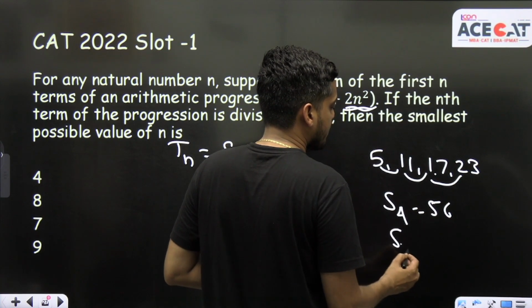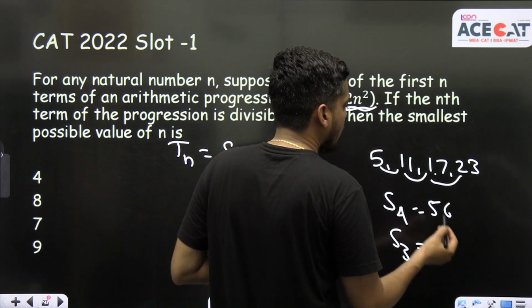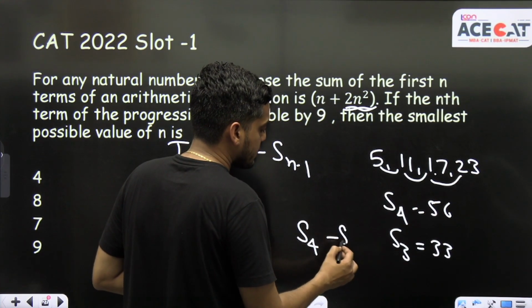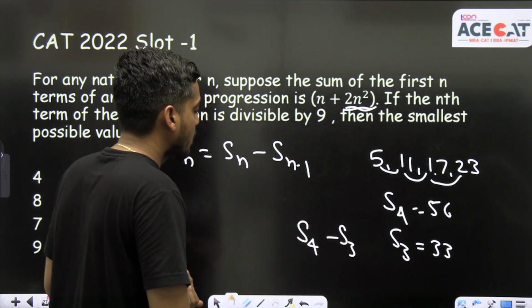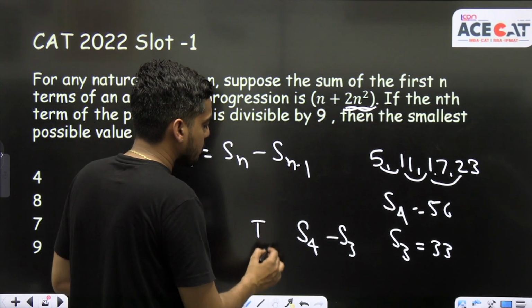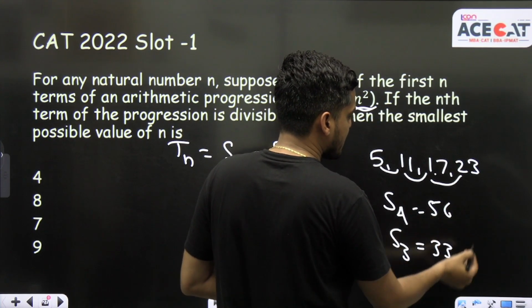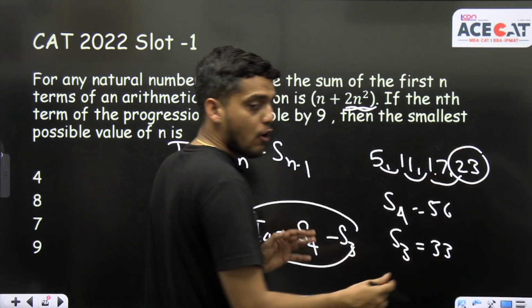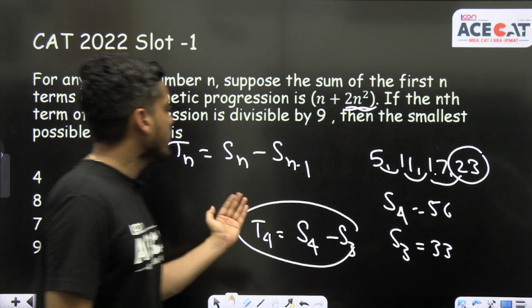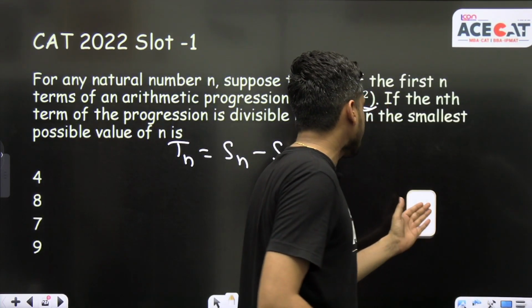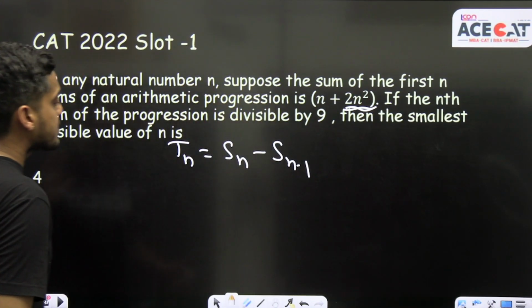And sum of 3 terms is what, guys? 33. So how easy this is? If I subtract the sum of 3 terms from the sum of 4 terms, I will get the fourth term. Yes or no? Do 56 minus 33, you will get 23 for sure. How easy this is?